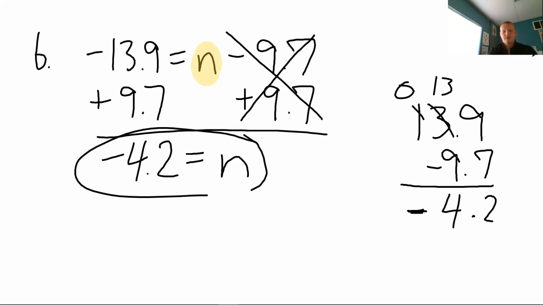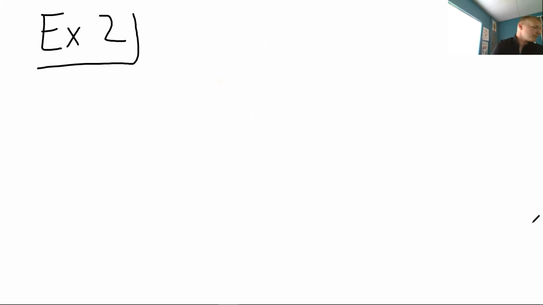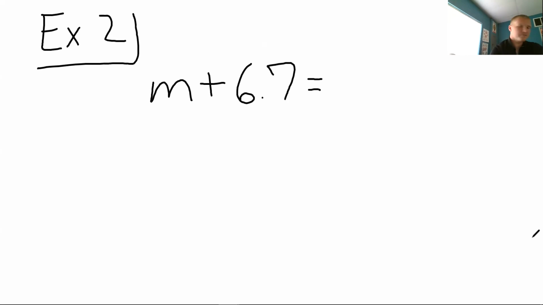Okay, sweet. Let's try, we've got 2 more examples. Example 2, solve by subtracting. So we're doing the same thing here, except we're going to do the inverse operation of addition, which is subtraction. So my first example, actually I'm going to do letter B because the decimals are harder. So we have m plus 6.7 equals 3.4.